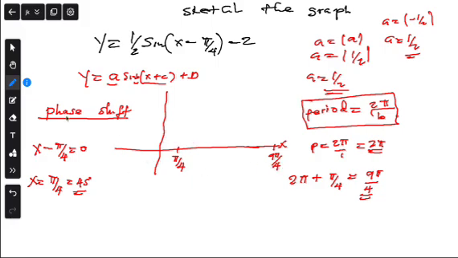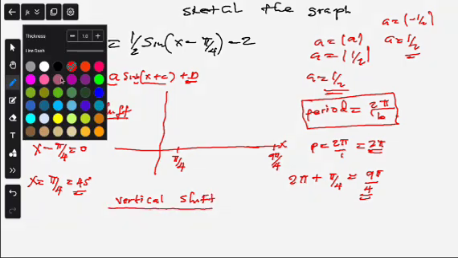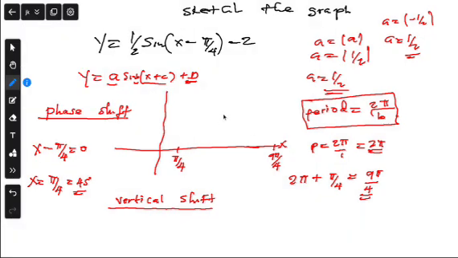Then apart from the phase shift, we have what we call this D here. This D represents the vertical shift. The vertical shift is also very important. But one thing that you need to know here is that for the vertical shift, you're not supposed to solve anything. Rather, you just take it the way it is. The vertical shift is the value of y. So here we have negative 2. We just need to write it the way it is, as y being equal to negative 2. If here we had positive 2, we just say positive 2.